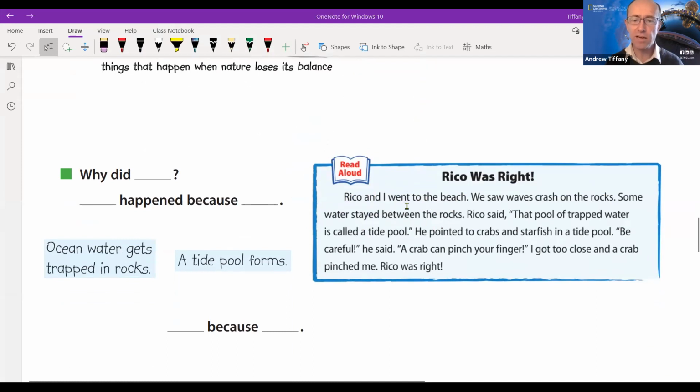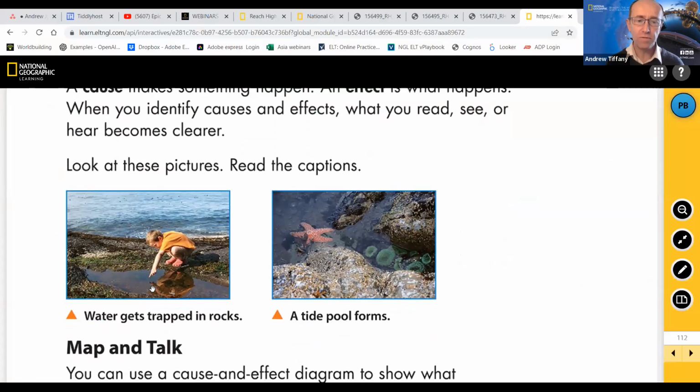And it says here, Rico and I went to the beach. We saw waves crash on the rocks. Some water stayed between the rocks. Rico said, that pool of trapped water is called a tide pool. He pointed to crabs and starfish in a tide pool. Be careful, he said, a crab can pinch your finger. I got too close and a crab pinched me. Rico was right.